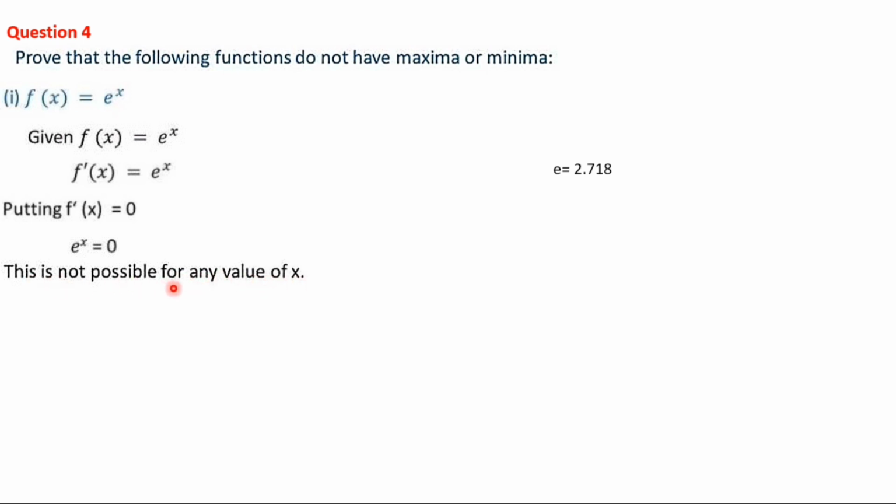Because of that, we cannot find out any critical point here. Once you get the critical point only, we'll be able to find out the maxima or minima. So e power x is equal to 0 is not possible for any value of x. Because of that, f of x does not have a maxima or minima.